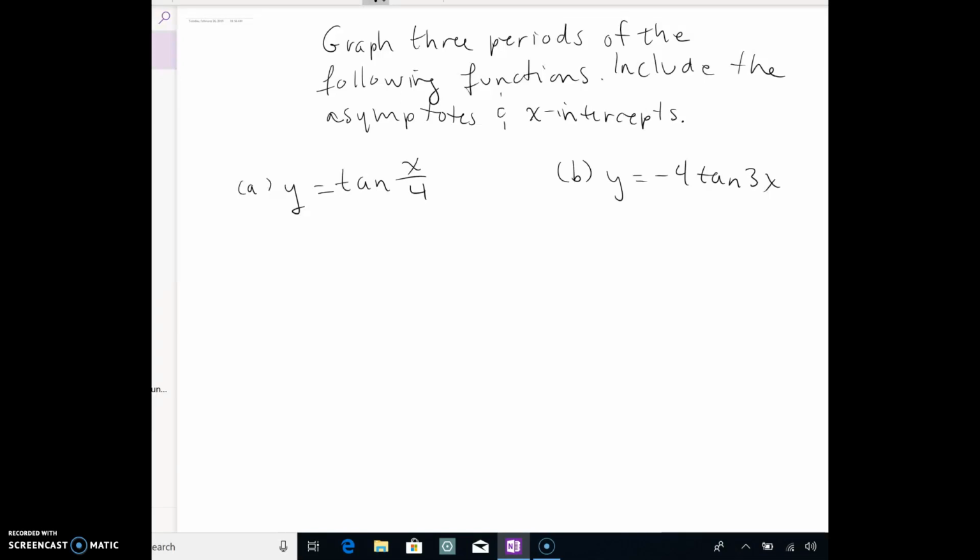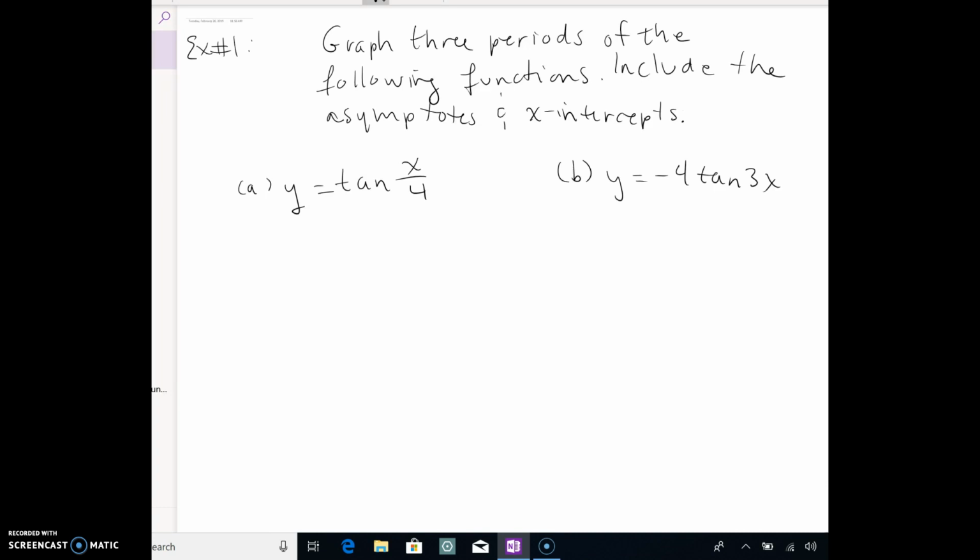So for this example, we're going to graph 3 periods of the following functions. And we need to make sure that we include the asymptotes and that we include the x-intercepts as well. Let's start off with our first function, which is y equals tangent of x over 4.